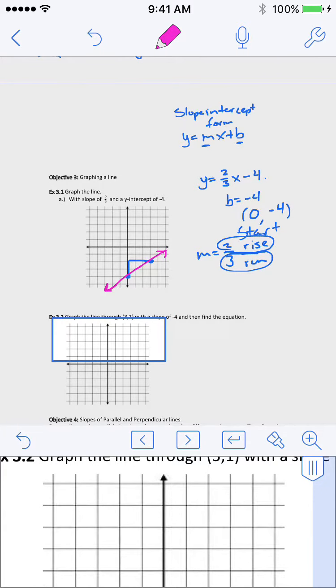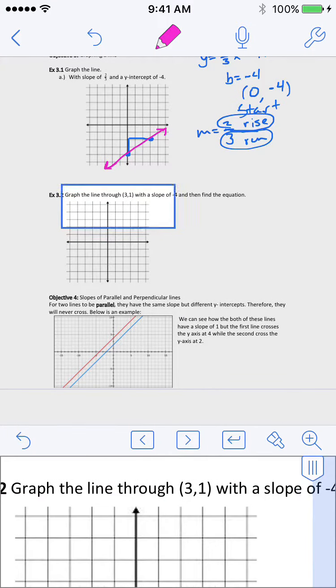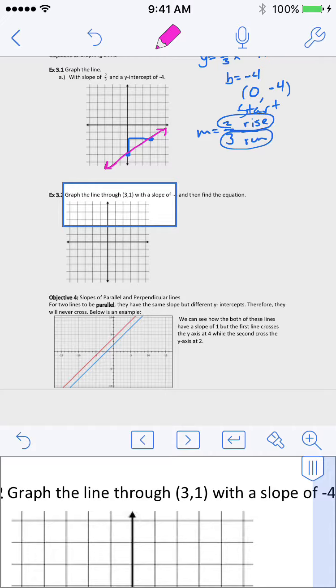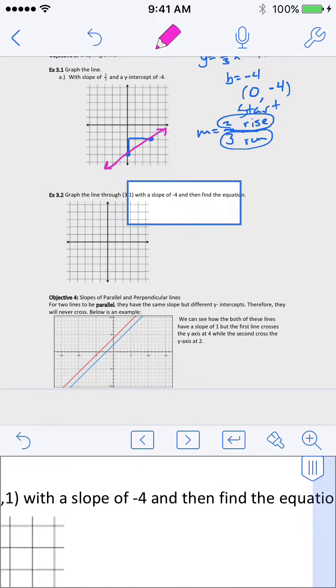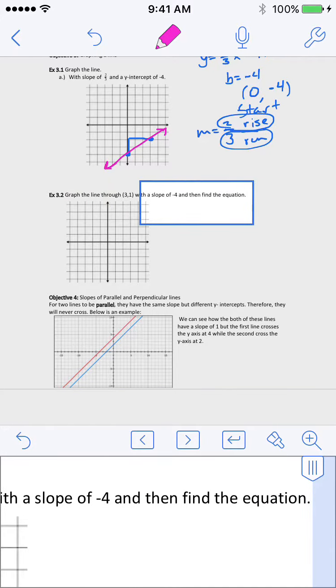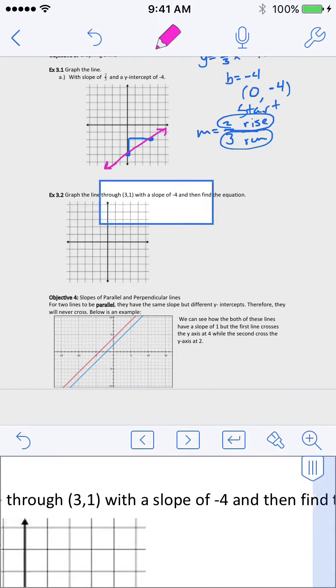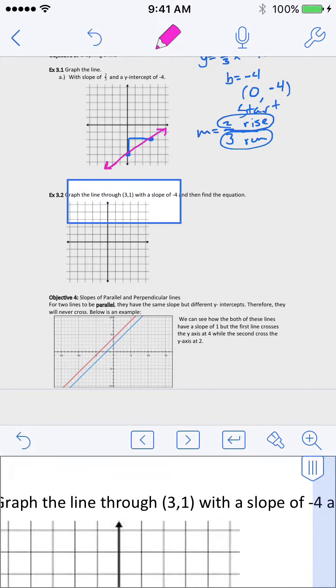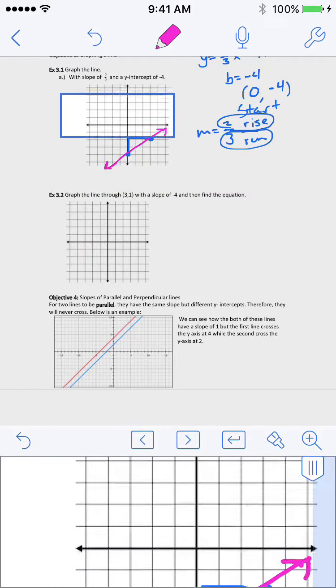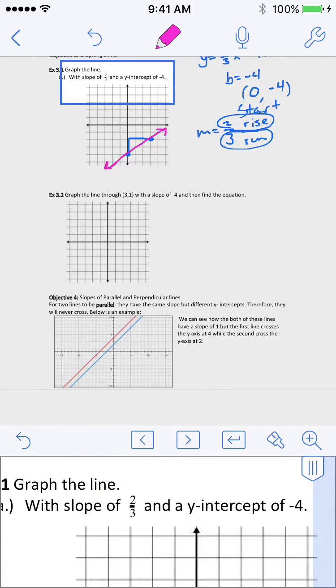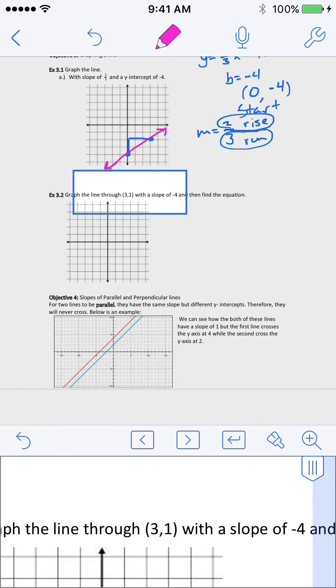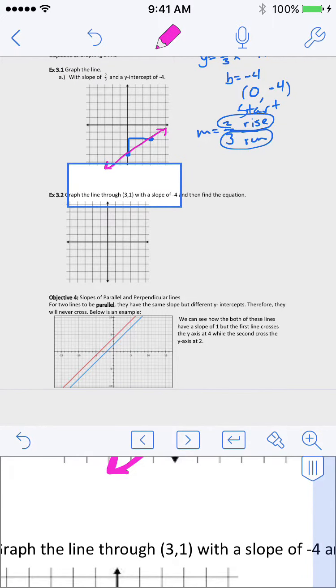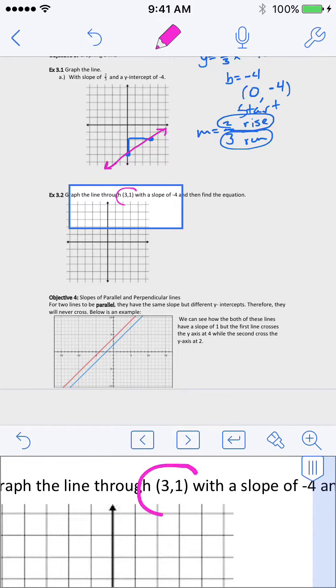Let's look at something very similar in this next problem here. Graph the line through 3, 1 with a slope of -4 and then find the equation. So this time they actually tell us to find the equation. We'll come back to that in a sec though. How is this problem different from the last one? Well, if we take a look at the last one, they gave us a slope and a y-intercept. Here, they give us a slope, but they don't quite give us a y-intercept. They just give us a point instead.